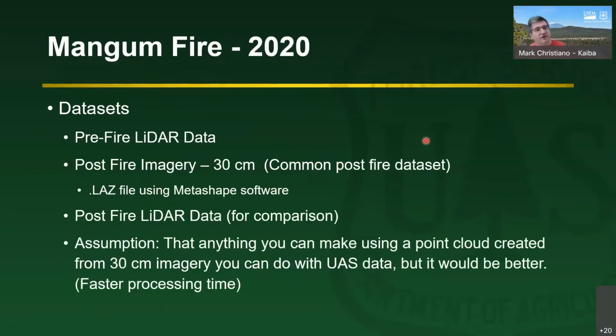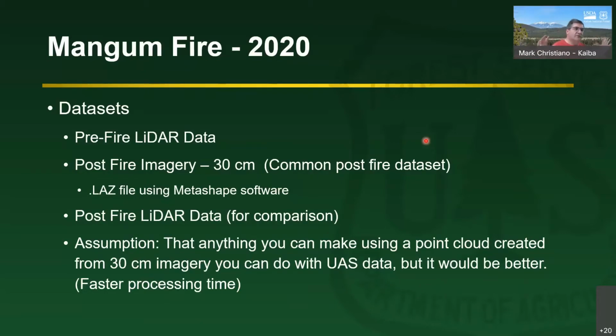I decided for today to show you the Magnum fire that's up on the North Kaibab. It was back in 2020. We've got some pre-fire LiDAR data. We have post-fire imagery at 30 centimeter resolution, which is a very common data set that we collect after fires. We exported it from the Metashape software as an LAZ file to make it a little smaller. We also have some post-fire LiDAR data that we can compare this to.